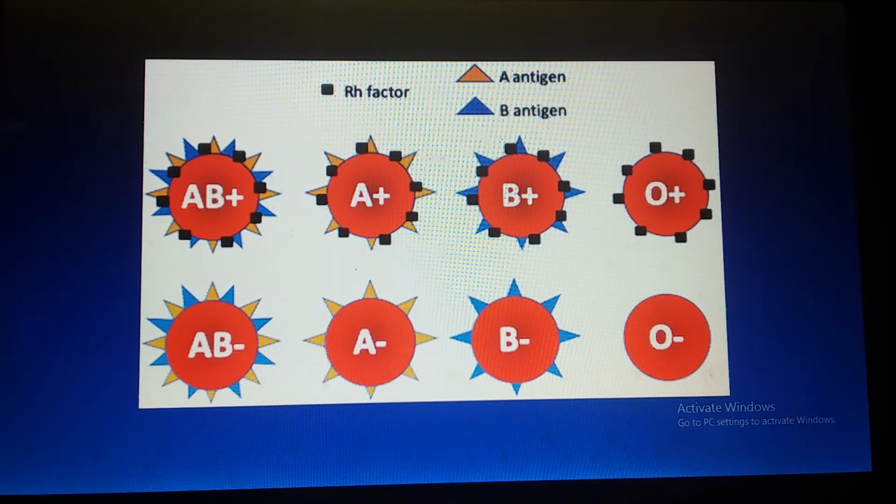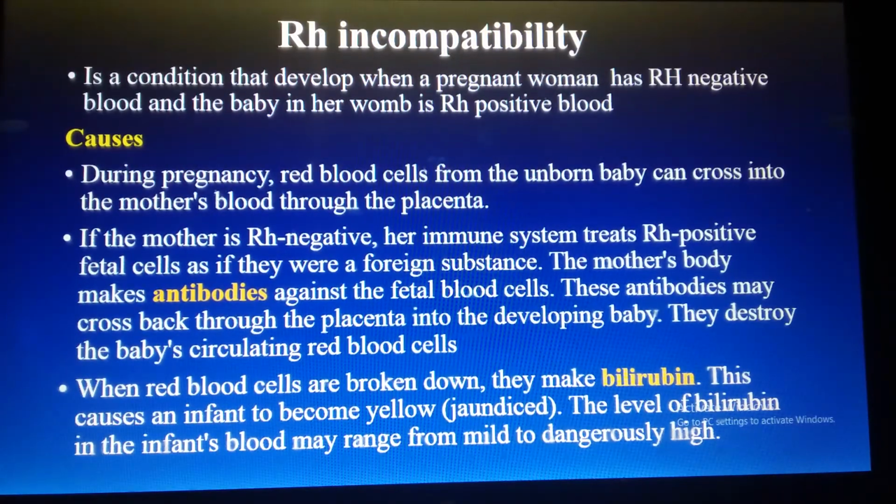Okay, now moving towards the next slide. Now here I will discuss the Rh incompatibility. What is basically the Rh incompatibility? This is a condition which develops in a pregnant woman. In this case, the woman has Rh negative blood, you must keep it in mind.